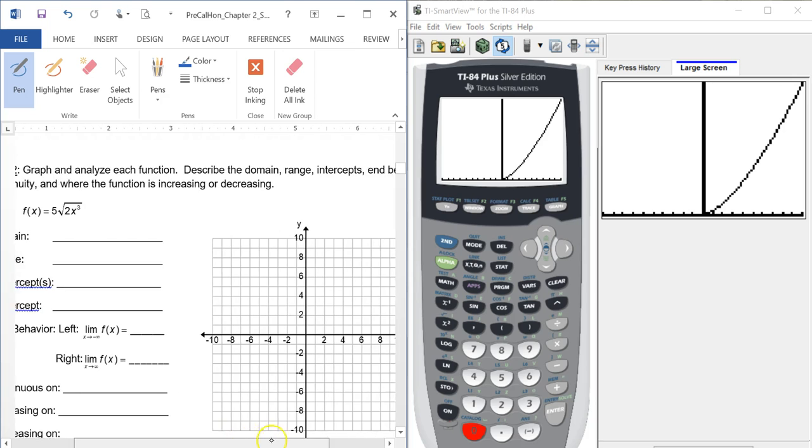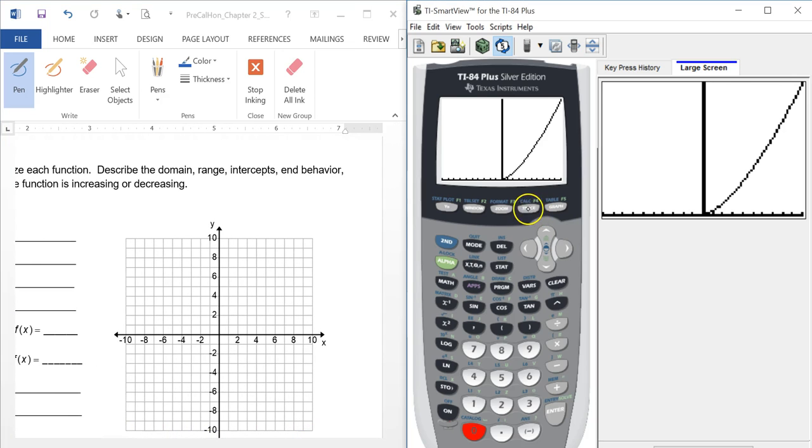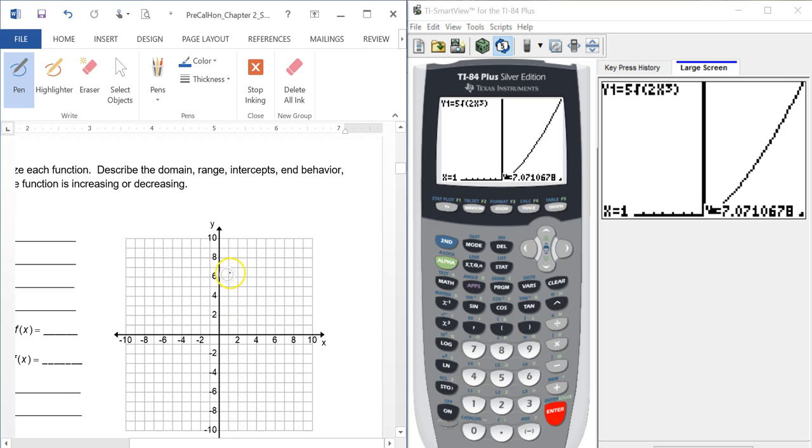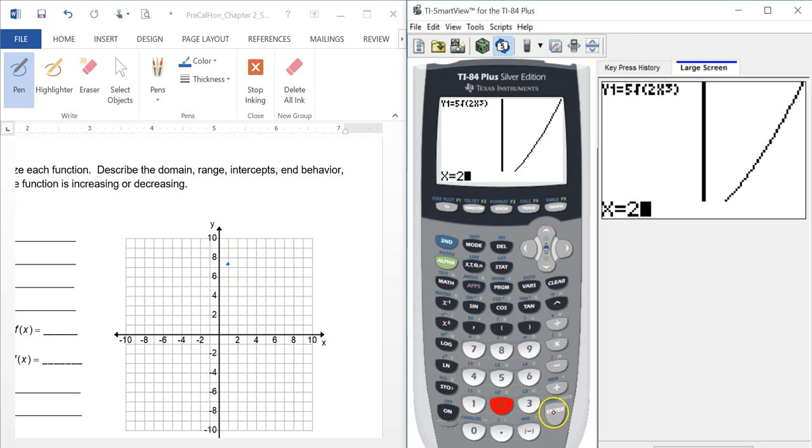Again, trace, and I'm going to put in there x equals 1, y equals 7.07. So here. And when x equals 2, it is a very big number. Okay? So it goes up.